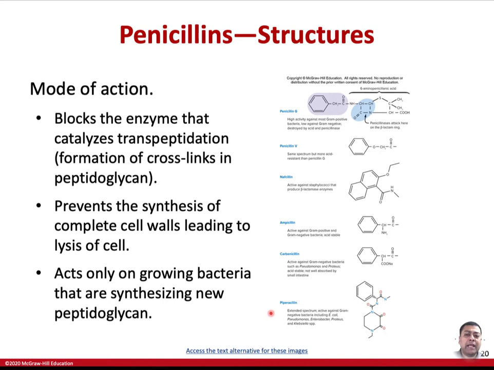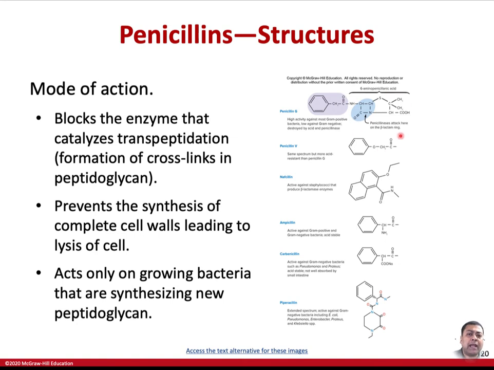Then the next one is piperacillin. This is an extended spectrum antibiotic which is active against gram-negative bacteria along with gram-positive, including E. coli, Pseudomonas, Enterobacter, Proteus, and Klebsiella. So you can easily appreciate how the modification of just the side chains causes this.